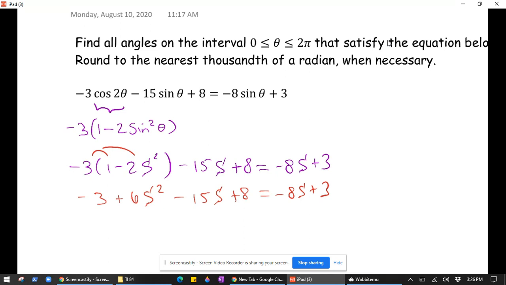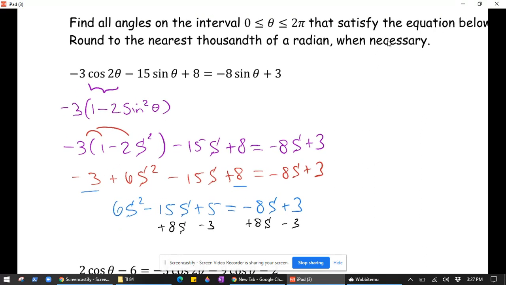Let's combine some terms. This here can combine with that to make a 5. So I get 6s squared minus 15s plus 5 equals -8s plus 3. And the last thing to do is add 8s to both sides. There's a lot of algebra that has to be done first in this problem. I'm going to subtract 3 from both sides. Okay, so then once we get that, we can get to the trig.